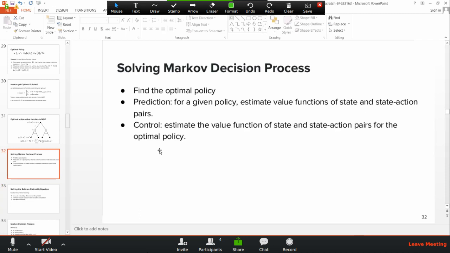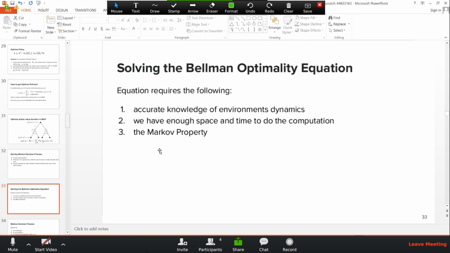So whatever we have discussed, and then solving the Bellman optimality equation. When you are formulating it as an MDP, the main difference between MDP and RL is in RL when you take the model-free case, so we will come to that later.